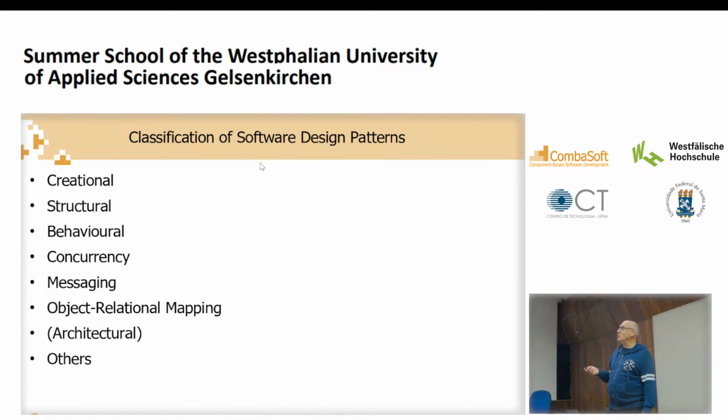Second is structural, how to structure something in the code. We have some classes, how do they relate to each other? What is their typical relation for this code? Behavioral, how they work, like the iterator pattern. And there are concurrency patterns, messaging patterns, or object relational mapping patterns. There are architecture patterns as well.